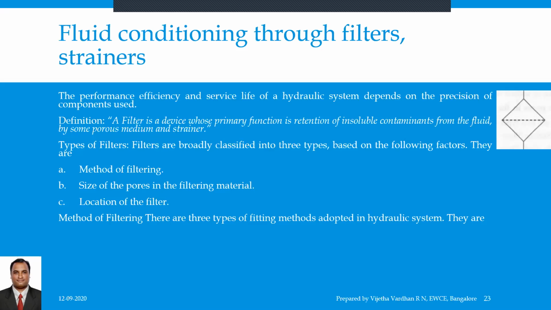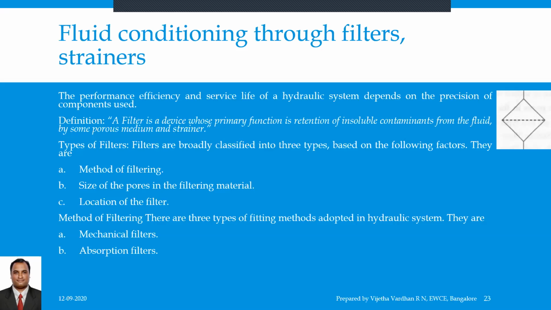Coming to the first type, the method of filtering, there are three methods adopted in hydraulic systems. The first one is called mechanical filters. In the mechanical method, a metal or cloth screen or a series of metal discs separated by thin spacers is used. This method is capable of removing only relatively coarse particles from the fluid because the solid contaminations are physically arrested, and it is called a mechanical filter.